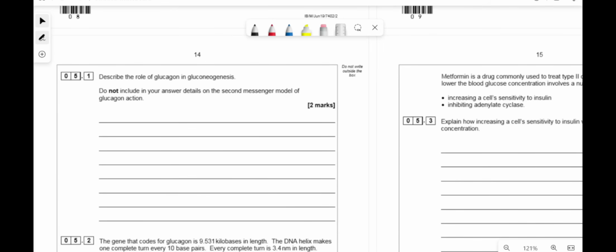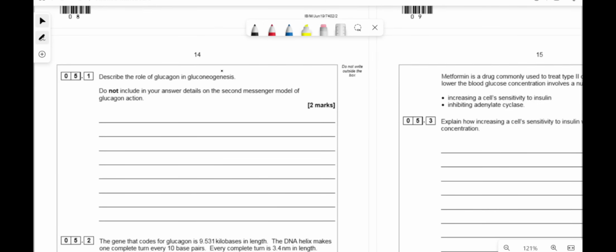So describe the role of glucagon in gluconeogenesis. Do not include in your answer details on the second messenger model of glucagon action. So glucagon has two roles. It has to raise the blood glucose concentration. So it can either do this by gluconeogenesis, so glucose, new, genesis, making. So making new glucose, or glycogenolysis. So breakdown of glycogen into glucose. Okay, so both of them make glucose.